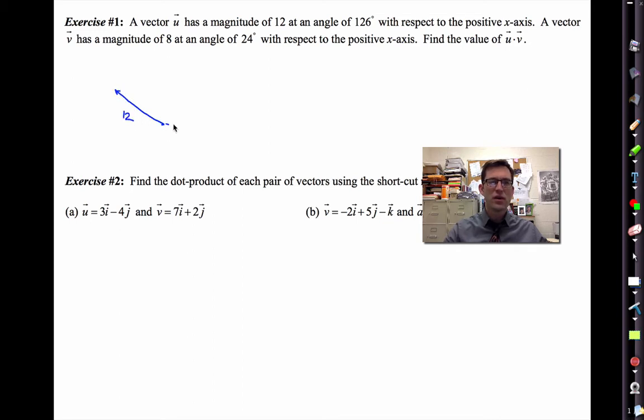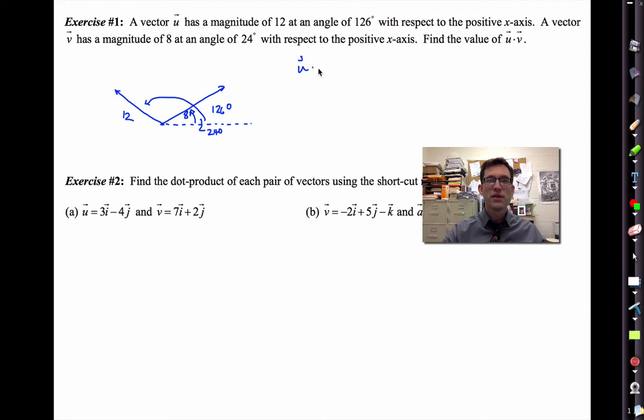Magnitude of u. Right? This is 126 degrees. Then I have vector v that has a magnitude of 8. So it's a magnitude of 8, and its angle is 24 degrees. And we want to find u dot v.